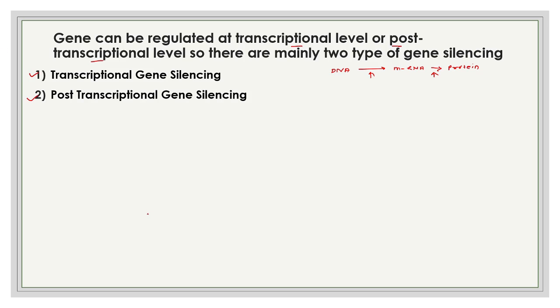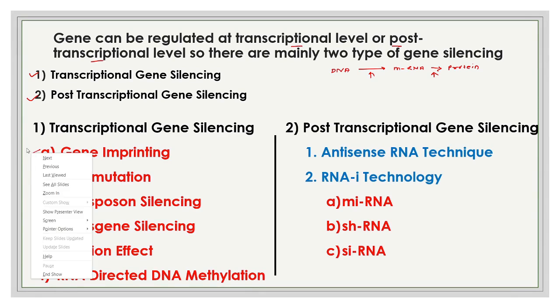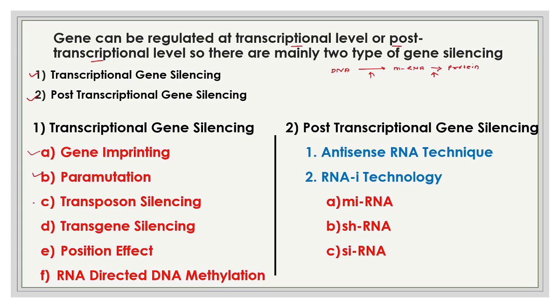So next, what are transcriptional gene silencing and post-transcriptional gene silencing? Transcriptional gene silencing includes genomic imprinting, paramutation, transposon silencing, transgene silencing, position effect, and RNA directed DNA methylation. So all these are transcriptional gene silencing. But we will see all of these in the next lecture. Now we are only focused on post-transcriptional gene silencing, that is antisense RNA technology and RNAi technology.